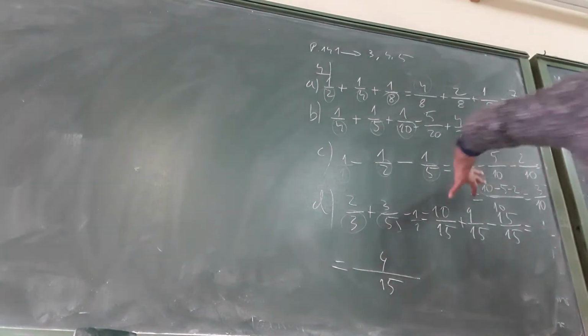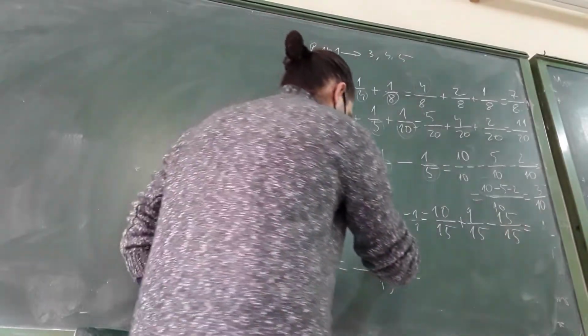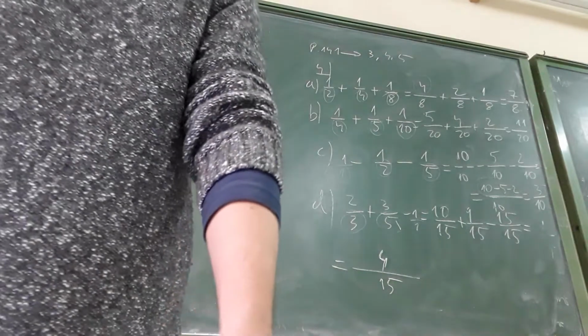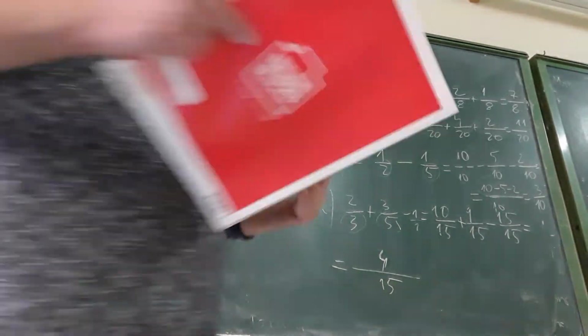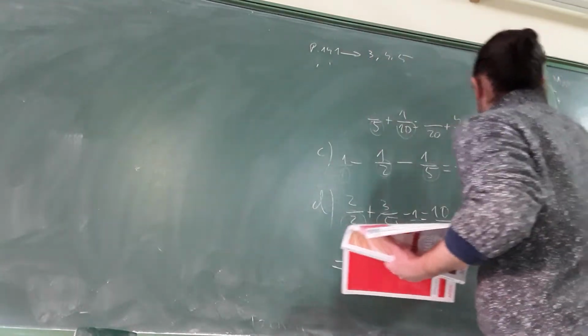Positive 4. This is 19. 19 minus 15 equals 4. Positive 4. So 4 over 15. Can we simplify 4 over 15? No, we cannot. Okay, so this was D. Then we move to E up here.